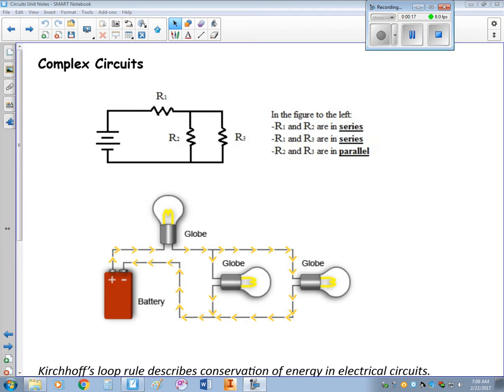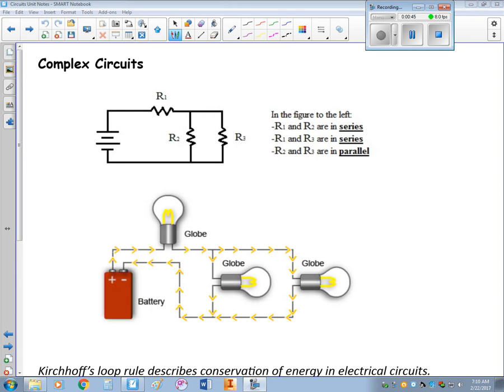So, for the AP exam, the largest circuit that you'll be required to do any kind of math with would be a 3 resistor circuit. They may throw a 4th resistor in there, but usually they're going to ask other questions and then they'll have you remove that 4th resistor before you have to do any math or anything weird like that.